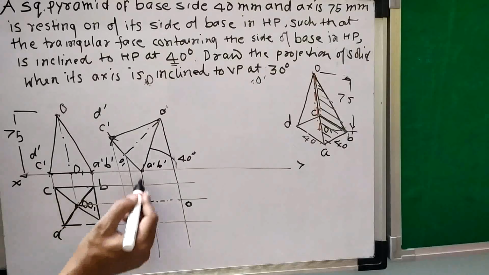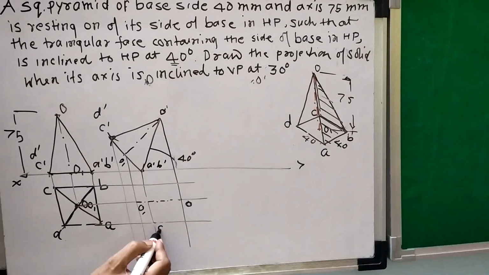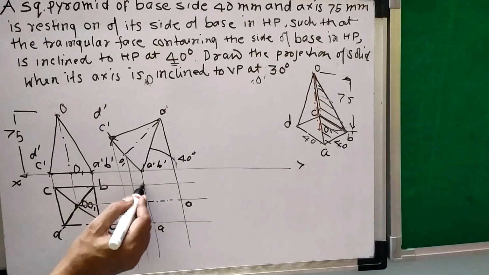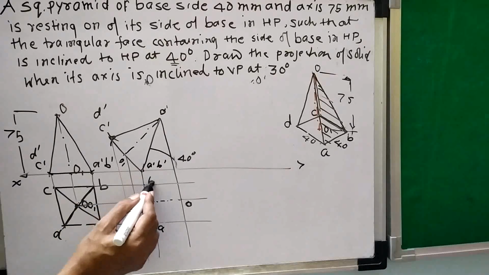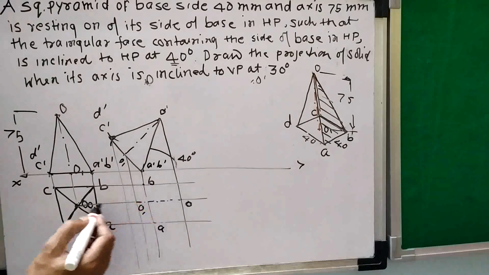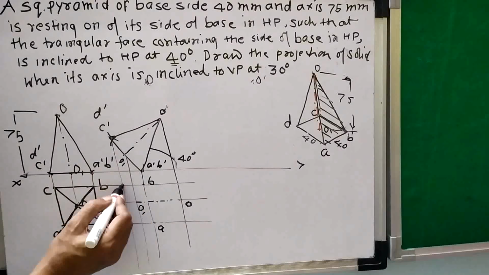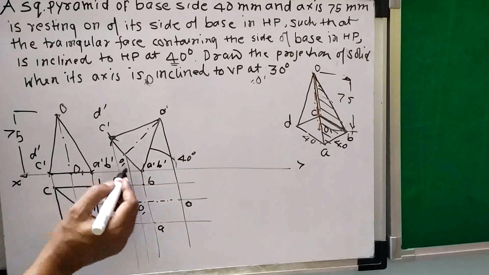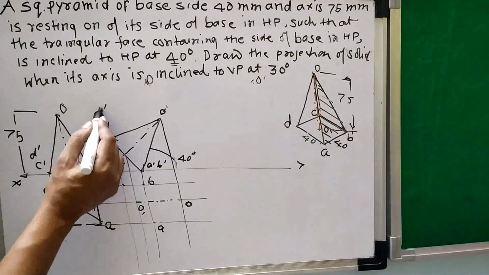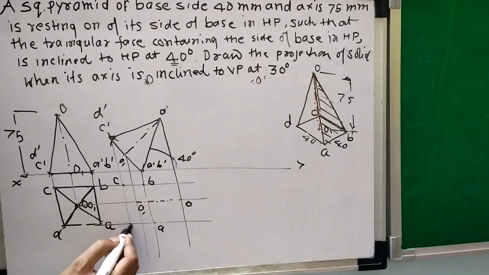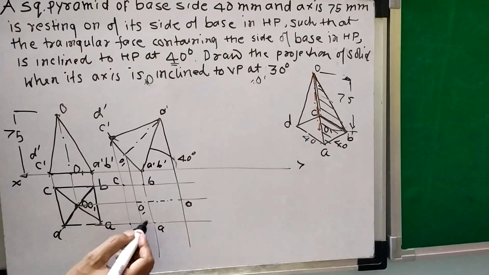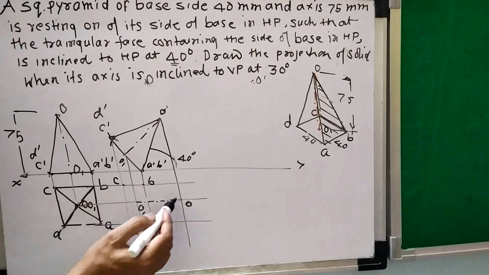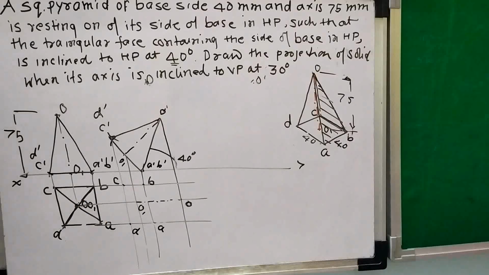Now I have to get the points. So this is A with this A. Then this is B with this B. Then C with this C. And this is D with this D, because this is D dash. So D with D. So I got A, B, C, D, and O. So I have all the points.